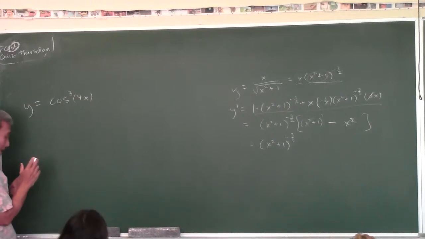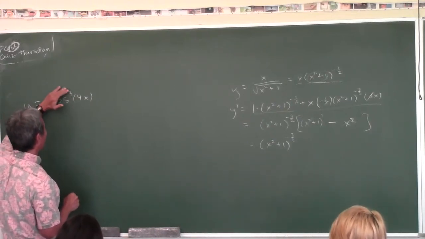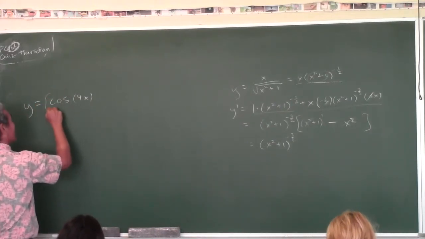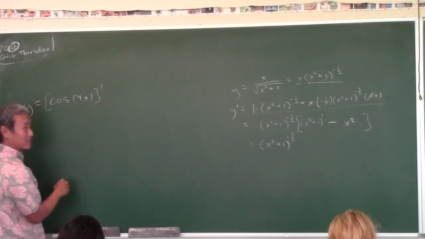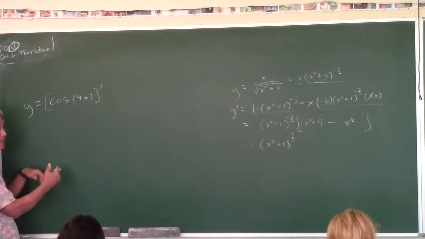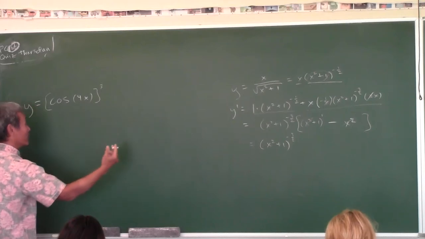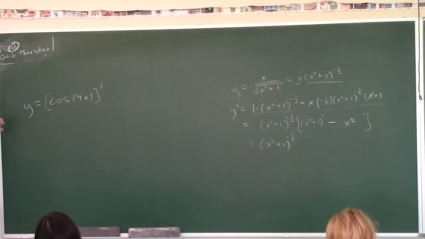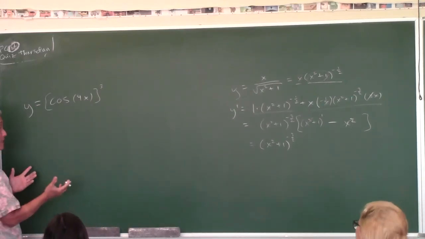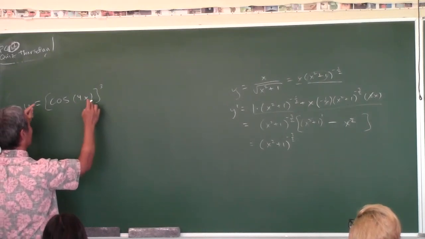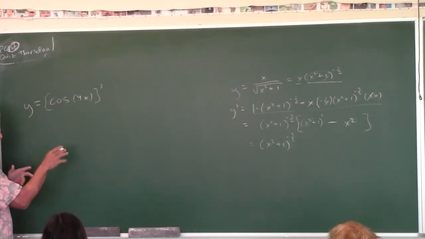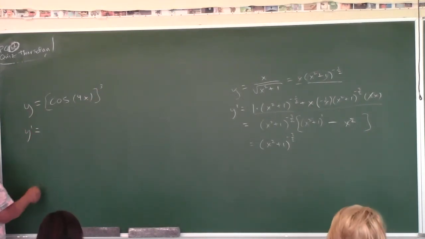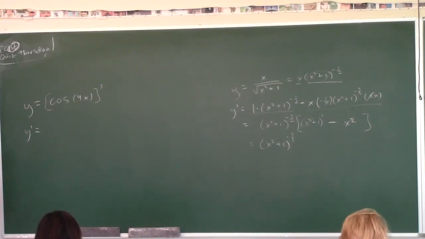Okay. Whenever you have a trig function to a power, I highly recommend that you rewrite it like this, because cosine cubed means cosine quantity cubed. If you write it this way, you can clearly see what you have: box cubed. So how do you take the derivative of box cubed?